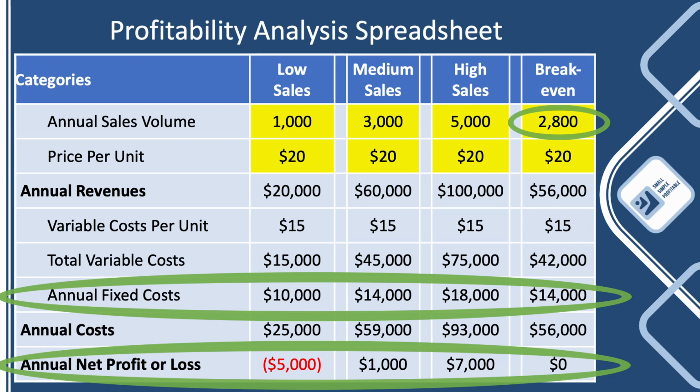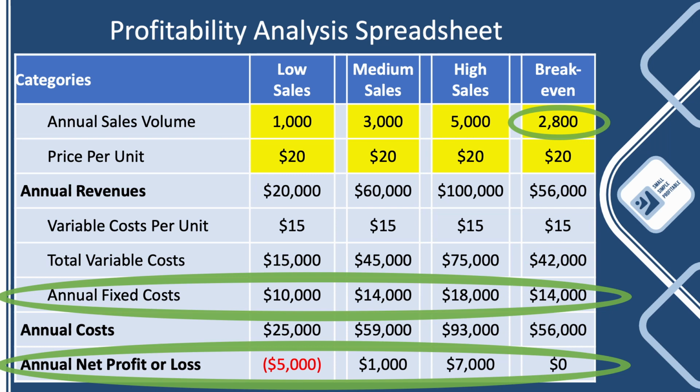Let's see how making this one change affects the annual net profit or loss row. In this example, now you're losing $5,000 in low sales. You're making a profit of $1,000 in the medium sales column, and you're making a profit of $7,000 in high sales. Notice also that break-even sales decreased from 3,600 hours to 2,800 hours. That's a difference of 800 fewer hours to get to your break-even level of sales. So this small change to your fixed costs makes it easier to get to break-even.